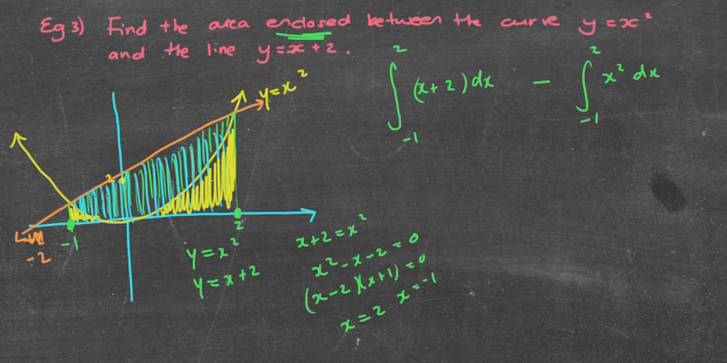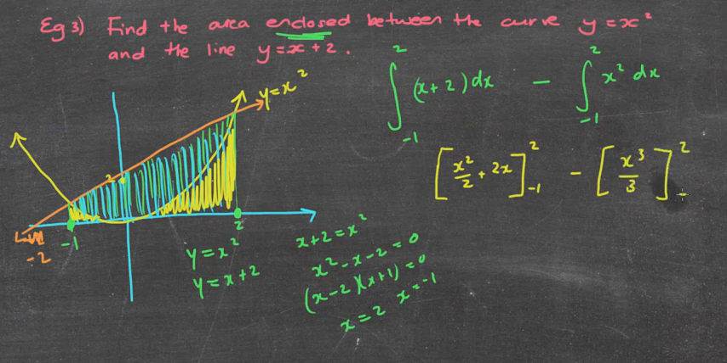See how it's all above the x-axis as well? There's no worries about having a positive and negative area, so there's no need to split things up even further than we have to. So we can just do it in one hit. Okay, so let's go with the first one. We've got x plus 2, so we're going to have x squared over 2 plus 2x with 2 and negative 1. Subtract, and then I'm going to be doing x cubed over 3 with 2 and negative 1.